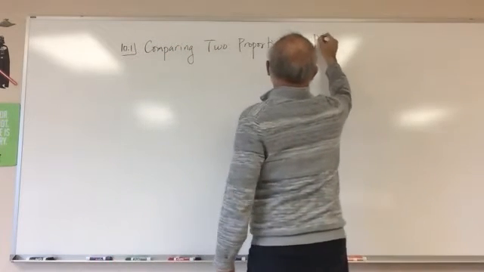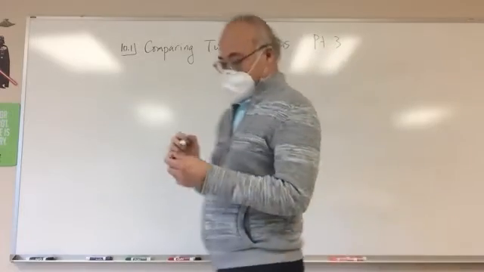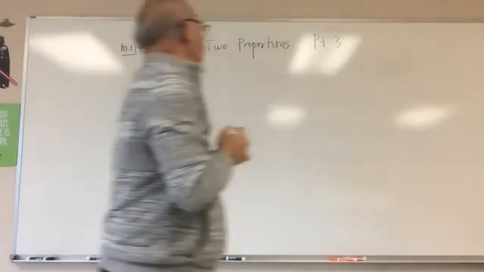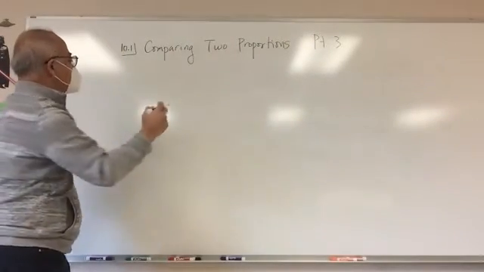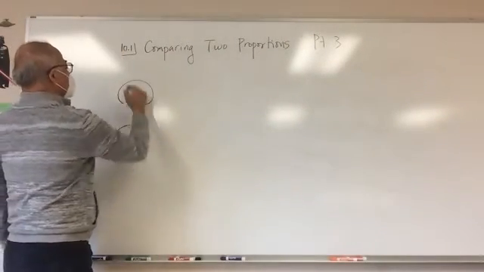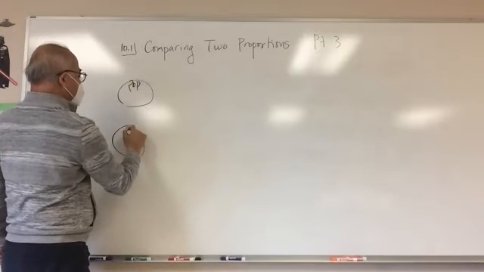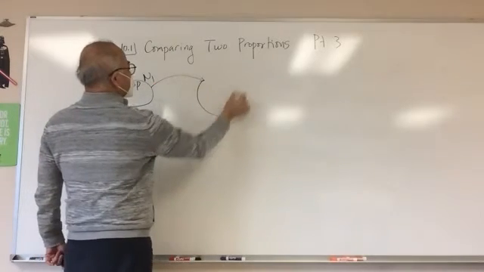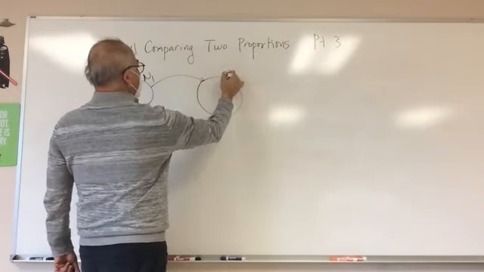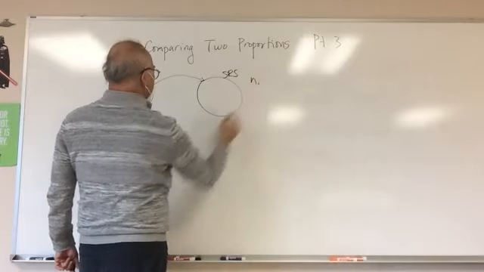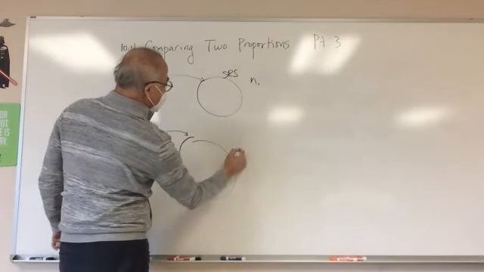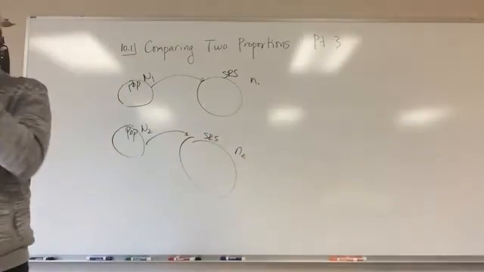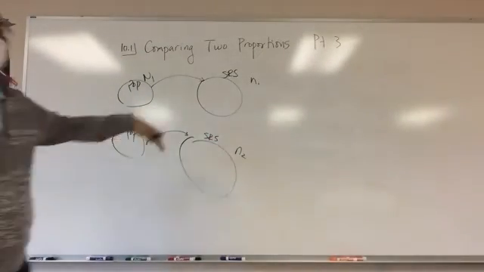So this will be part 3. Okay, so comparing two proportions. We talked about comparing two proportions. If you had two different populations, large N1 and large N2, we do an SRS of N1, and we do another SRS of N2. In other words, you don't have to do the same number. The survey size can be different between the two.